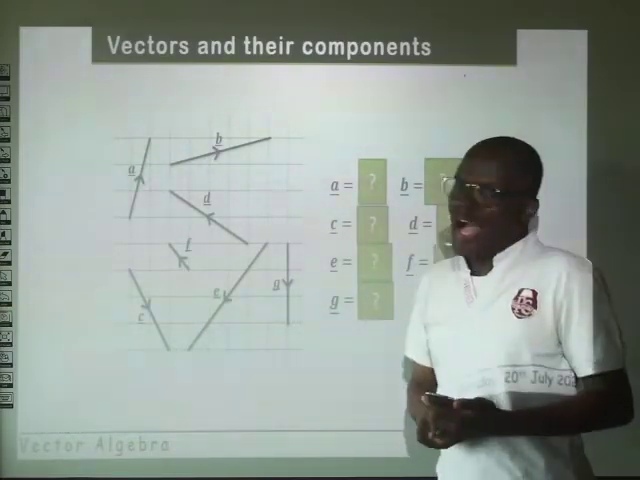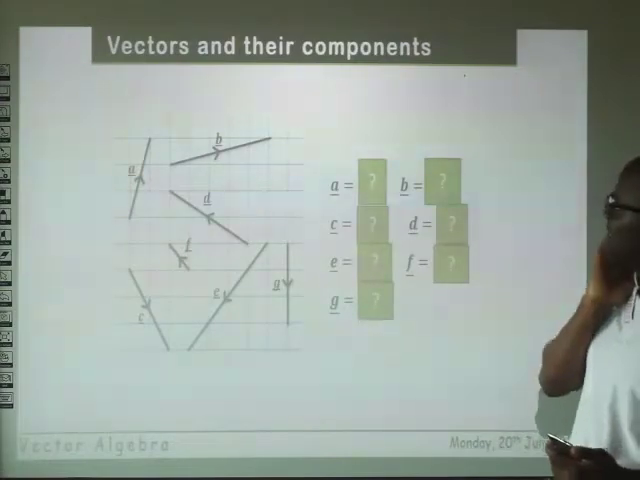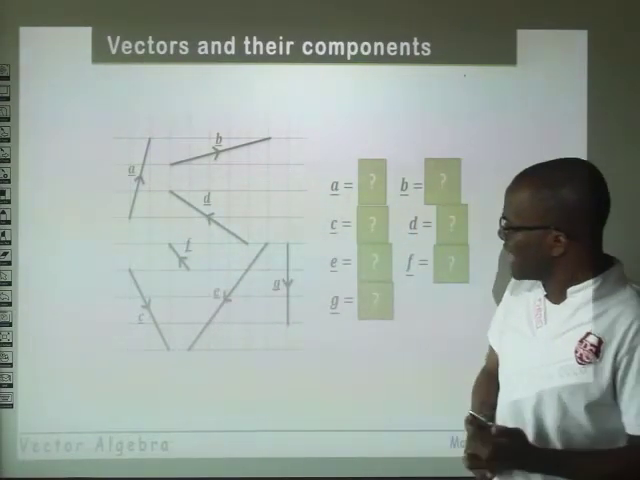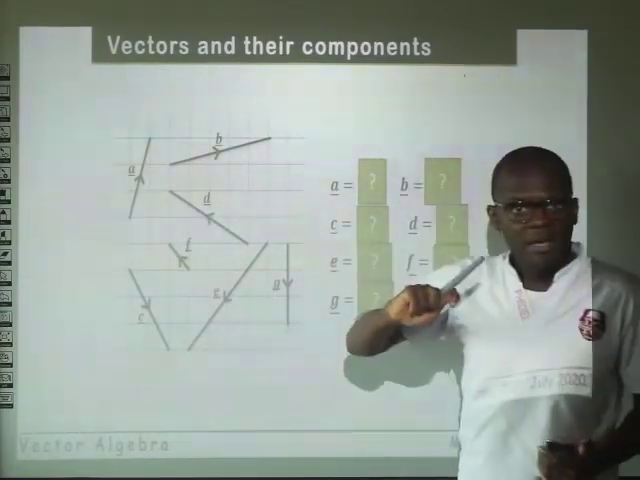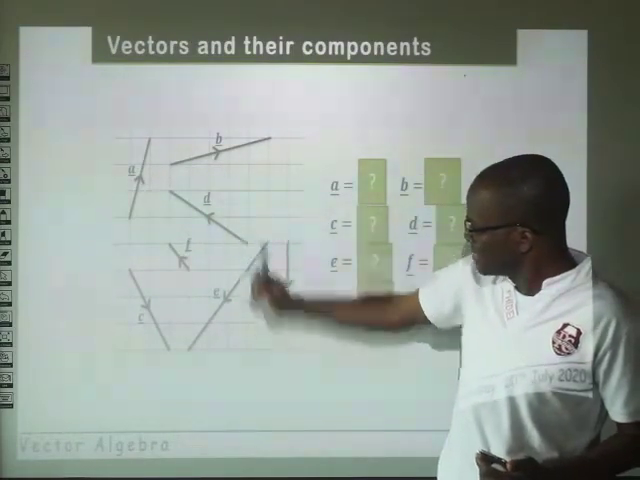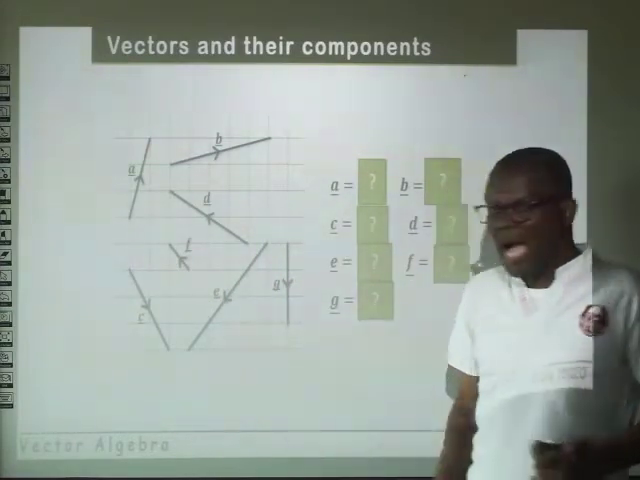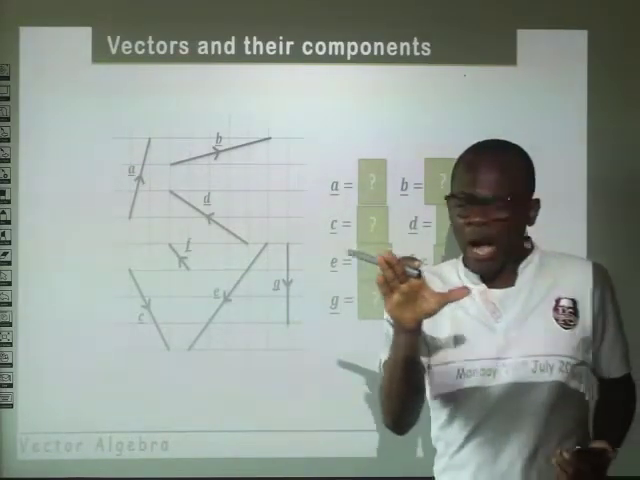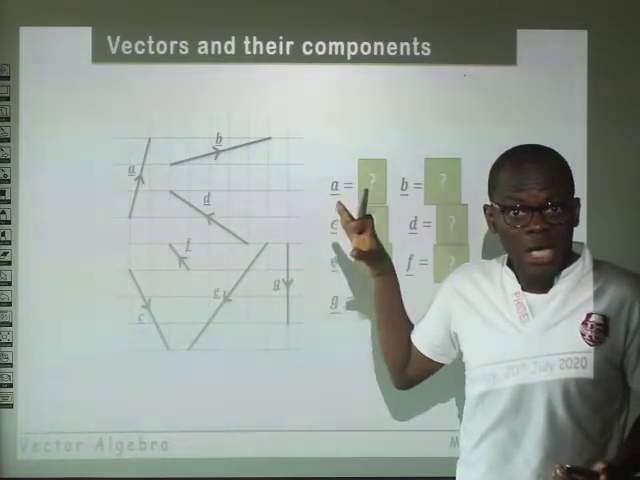Right, now I've got some examples for you to try out here. Vectors and the components. I've got a couple of vectors here: the vectors A, B, C, D, E, F, and G. What I want you to do, and you may want to pause the video for a while, is write down each of these vectors in component form.